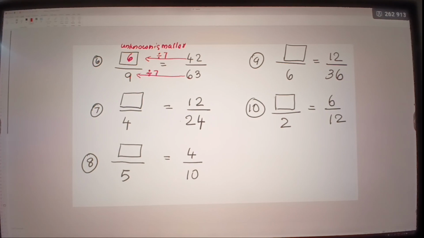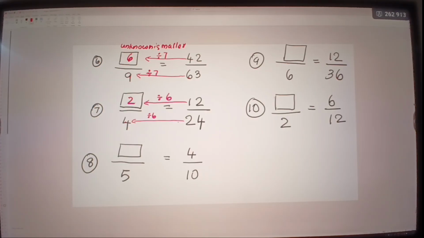So here also the unknown number is the smaller number, so you have to divide. So 24 divided by what gives you 4? 24 divided by 6 gives you 4. So 12 divided by something, same 6. 12 divided by 6 is 2.